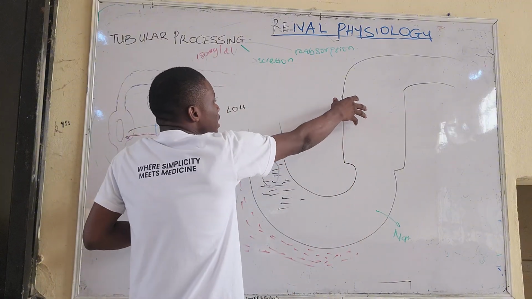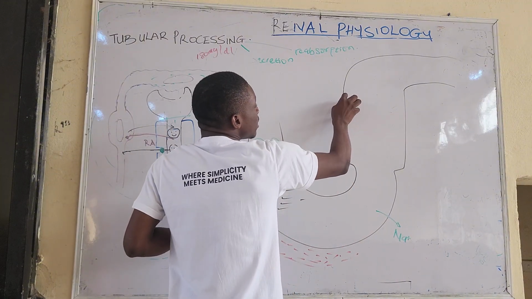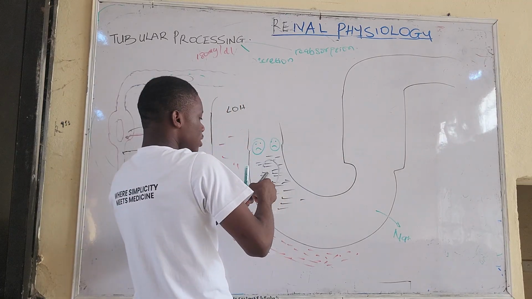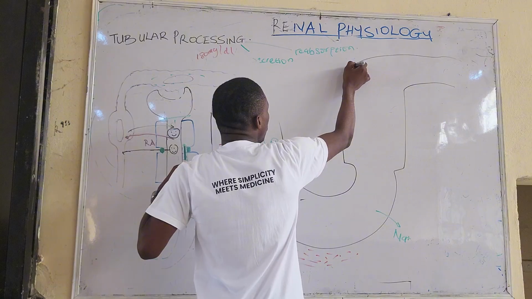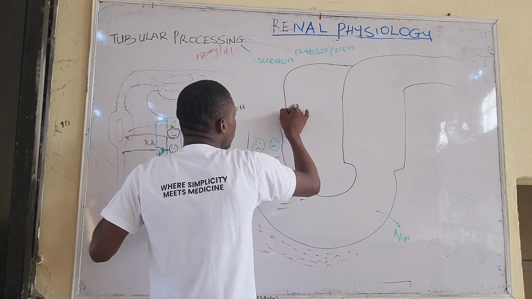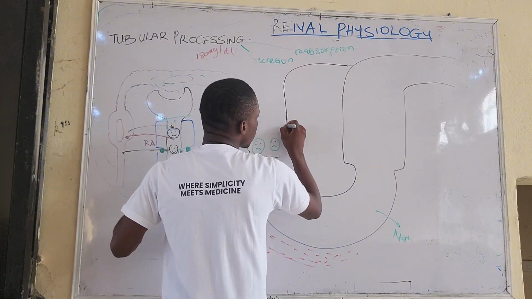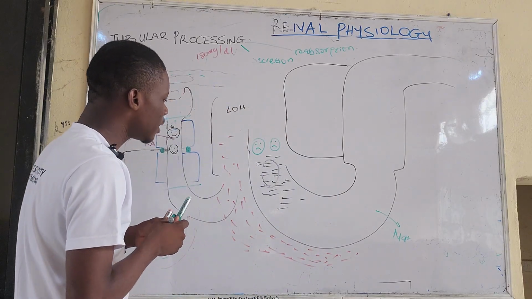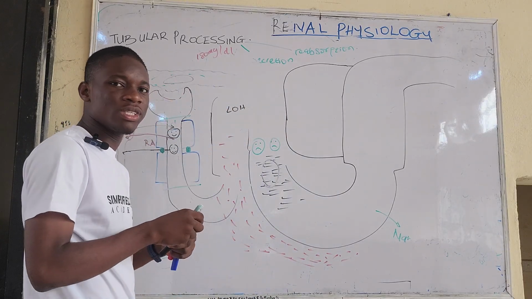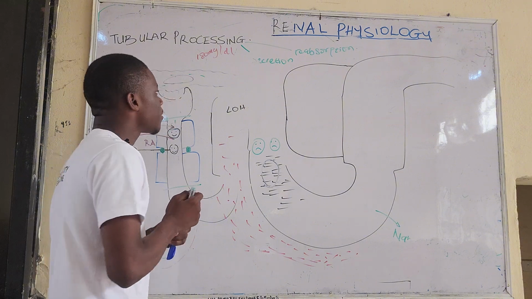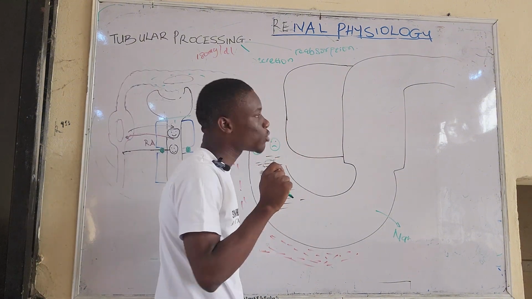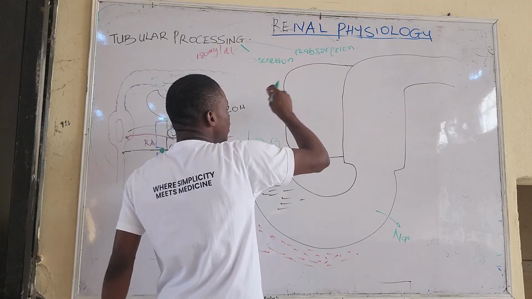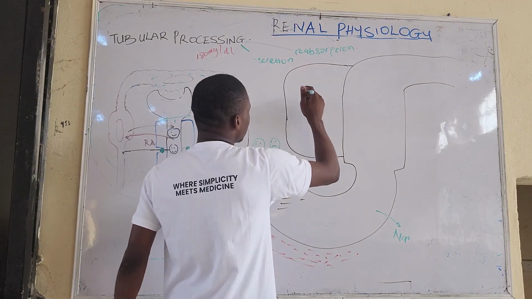Now let's look at the thick ascending loop of Henle. So let's draw the cells of the thick ascending loop of Henle. I'll just draw one cell to represent the thick ascending loop of Henle. Now this thick ascending loop of Henle has one beautiful thing. Please listen. Stop writing also. This is the basolateral membrane, this is the luminal membrane.